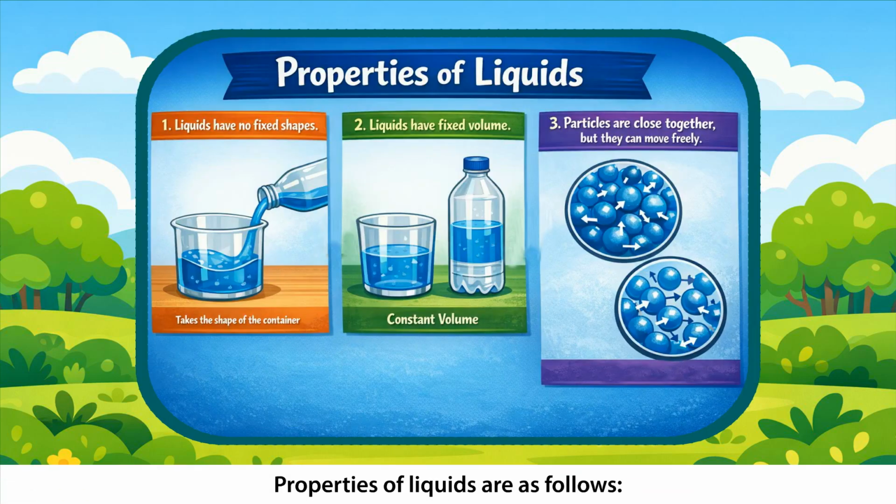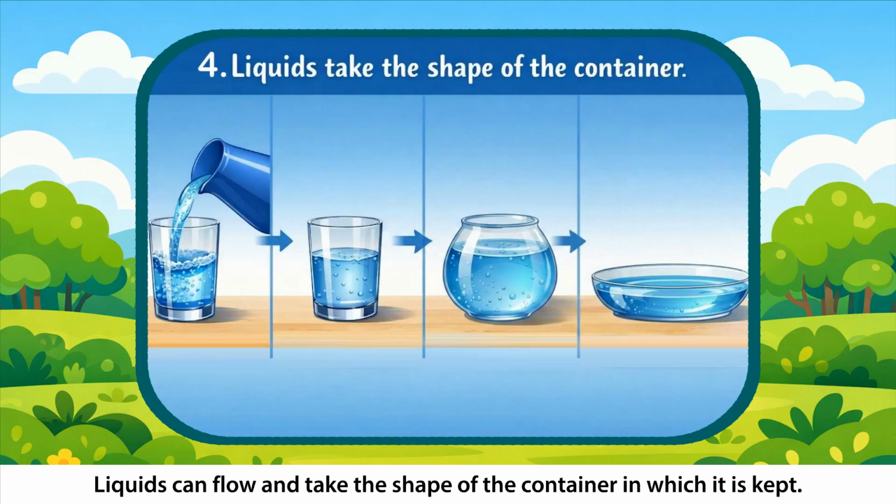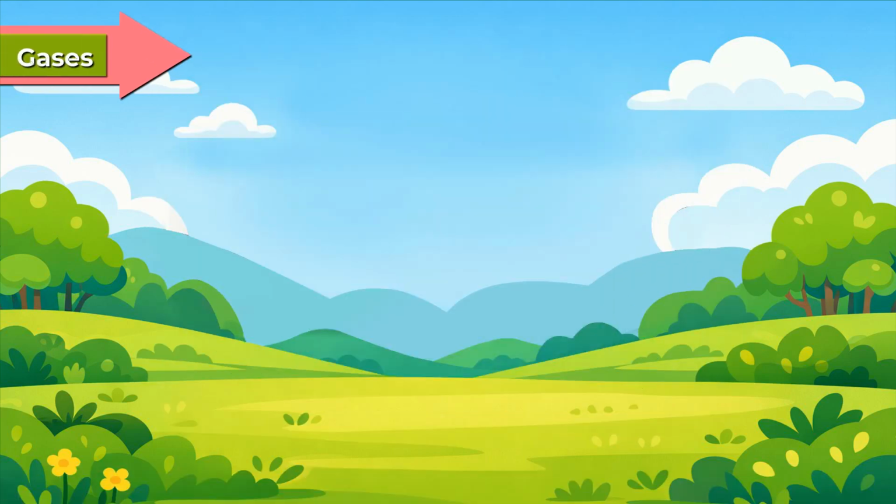Liquids. Properties of liquids are as follows. Liquids have no fixed shapes. Liquids have fixed volume. Particles are close together, but they can move freely. Liquids can flow and take the shape of the container in which it is kept. For example, water, juice, milk, etc.